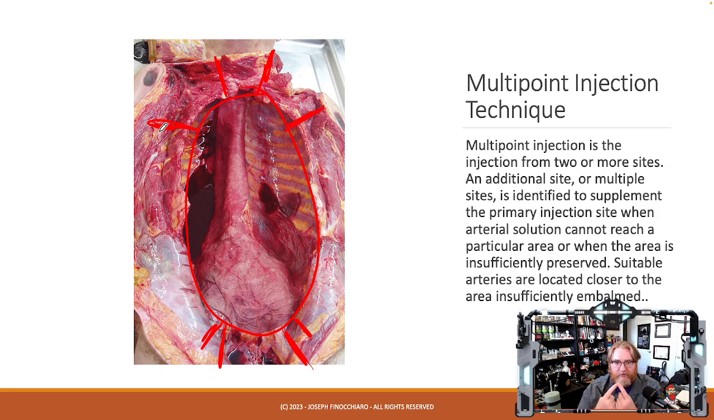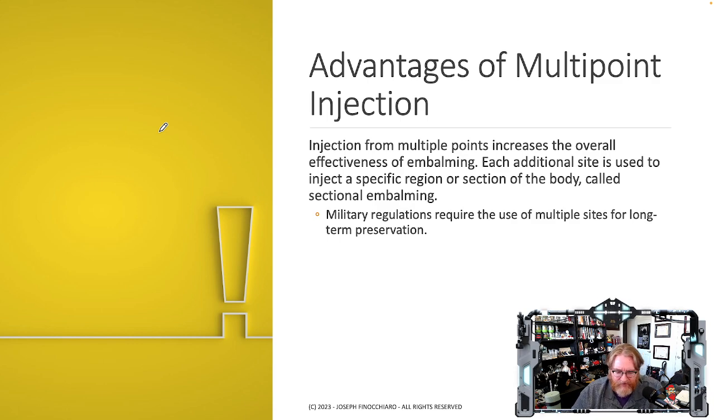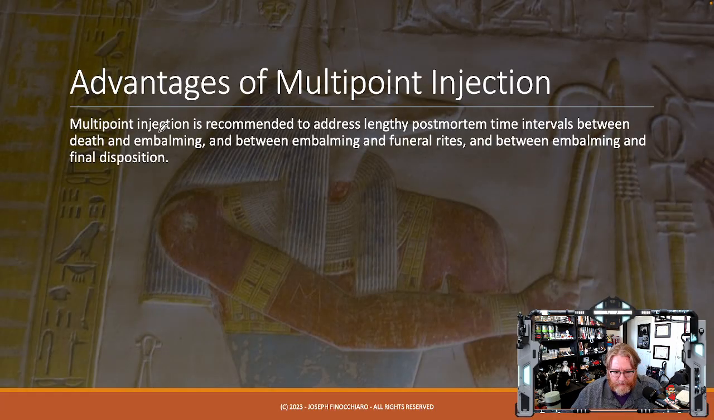When you start using the fingers, pointing to one artery and then another artery, another artery, that is multi-point. The moment you go from one place to one place plus another, you are now looking at a multi-point injection technique. So what are the advantages? Injection from multiple points increases the overall effectiveness of the embalming. Each additional site is used to inject a specific region or section, called sectional embalming. Military regulations require the use of multiple sites for long-term preservation. In the 5th edition of the textbook, chapter 25 talks about the military style of injection in detail.